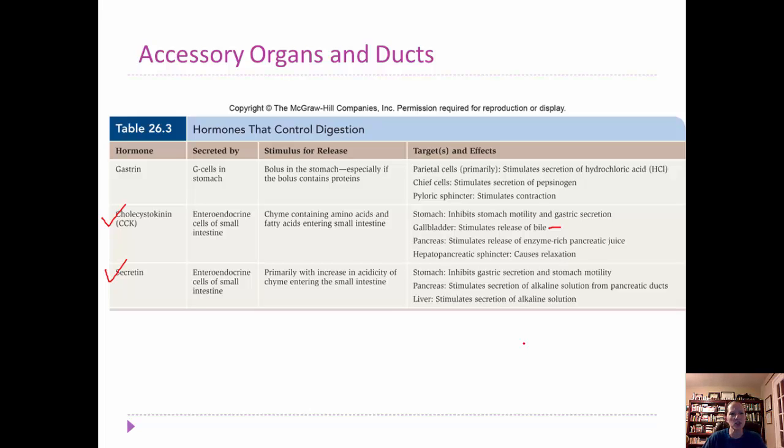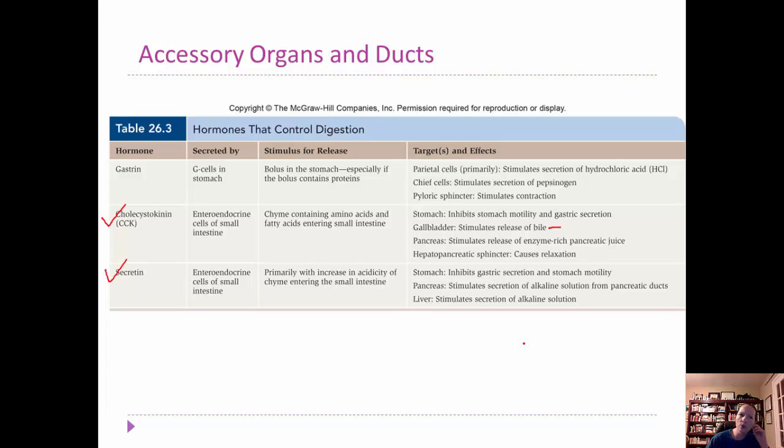Another one is going to be secretin. This is another important hormone, and the thing that's going to stimulate its secretion is going to be pH. This one is primarily going to sense the acidic chyme that's coming into the duodenum. So obviously if we want to buffer this, it's going to trigger the pancreas to secrete its alkaline solution from those pancreatic ducts. And it's also going to cause the liver to secrete an alkaline solution as well.